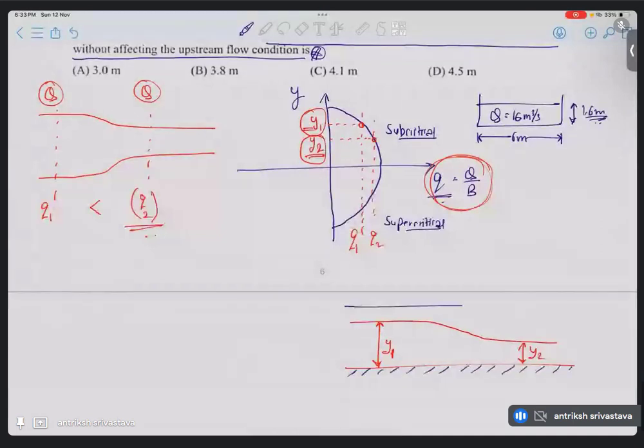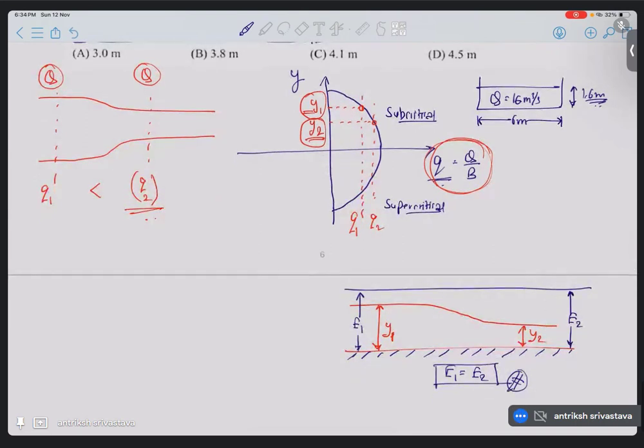One more important thing to note here is since there is no hump in this particular channel constriction question, the specific energy in the upstream and downstream in case of uniform flow is going to remain the same, right? So this is one point that we have to remember. Since there is no hump, and in case of uniform flow, our total energy line remains at the same height throughout the bed slope. It means that the specific energy is going to remain the same in the upstream and downstream condition.